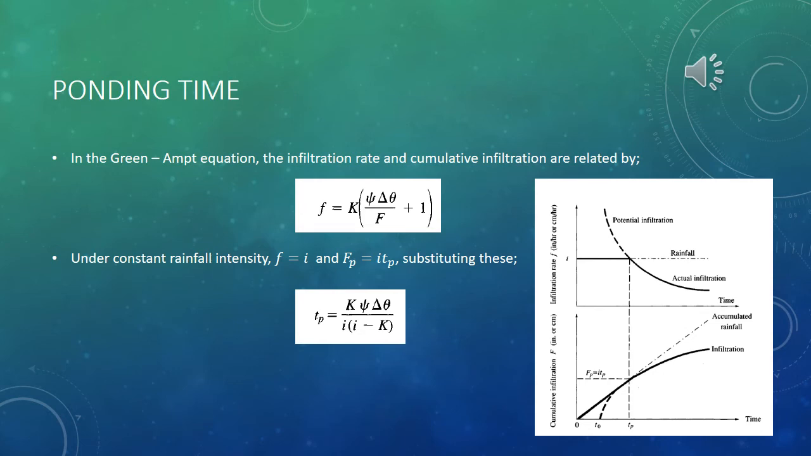And how we are going to calculate ponding time is hydraulic conductivity multiplied by psi delta theta over intensity of rain multiplied by intensity of rain minus hydraulic conductivity.